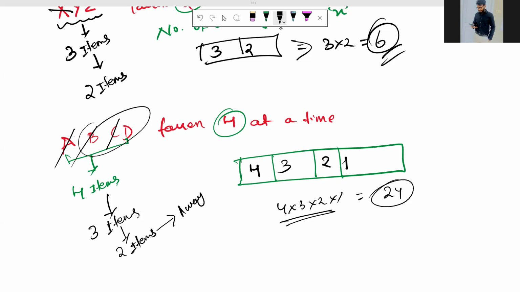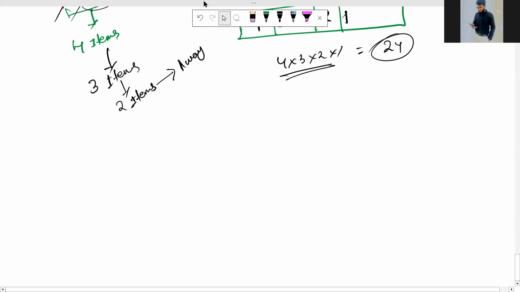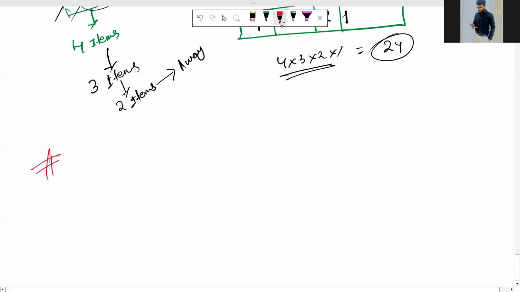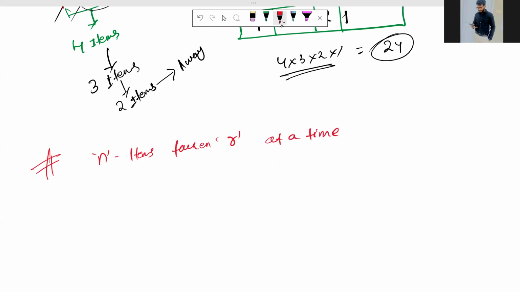Right? So now this is the thing. Okay, let's take the last part. The last one is what? Assume that here n items are taken r at a time. Here repetition is not allowed. Then what to do right now?